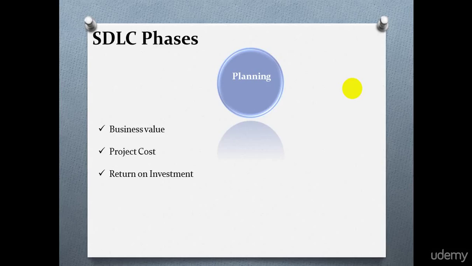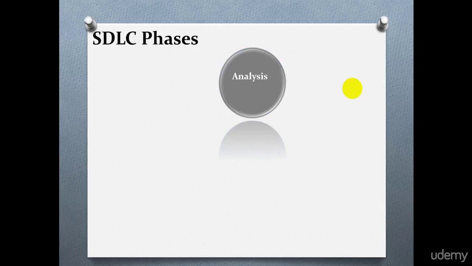Here in this SDLC planning phase, a project plan is created which includes the complete schedule of the project. Resources like financial, hardware, software, manpower and infrastructure are identified and documented. The project plan is approved by the top management and the project is kicked off.